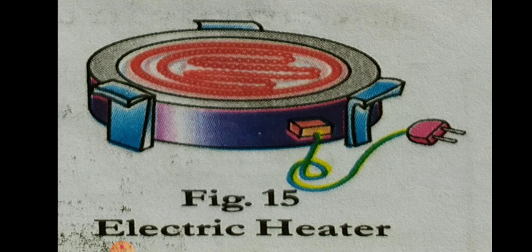The filament of an electric bulb gets heated to such a high temperature that it starts glowing and giving out light. When an electric current passes through a wire, the wire gets heated. This is called the heating effect of electric current.